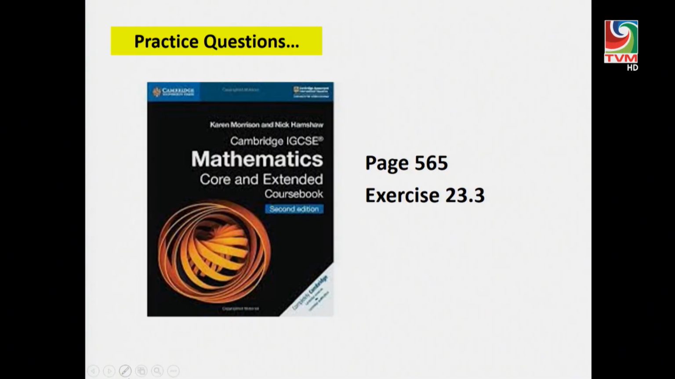If you want to practice questions on this topic, you can go to your textbook. You will have the textbook here. Go to page 565, try the questions on exercise 23.3.